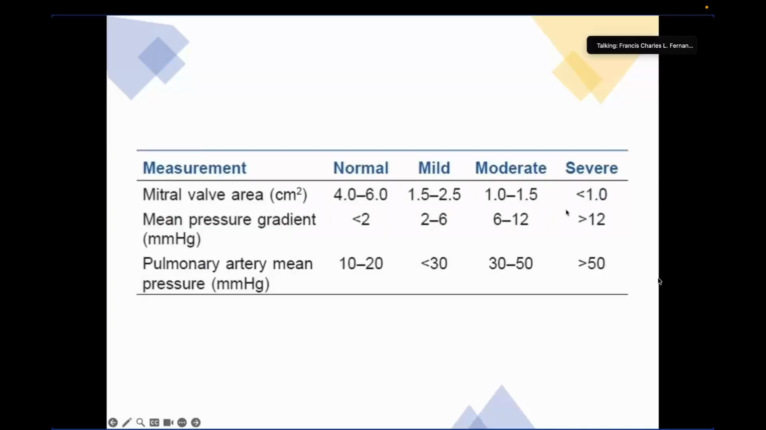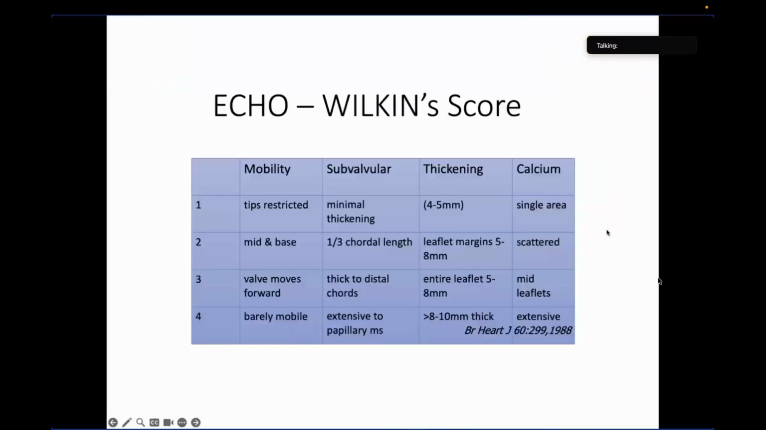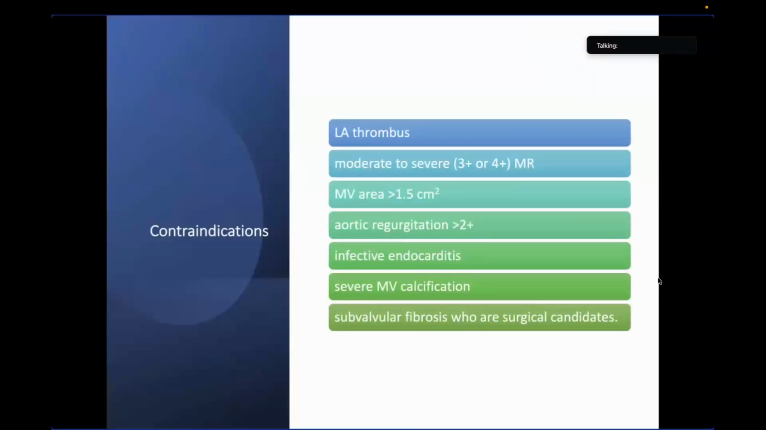So when we say gradient between the left atrium and the left ventricle, the pulmonary pressure starts to rise because of the pressure buildup inside the left atrium. So this is just an echo scoring system. So when you do a percutaneous transmitral commissurotomy approach, the contraindications would be if there's a thrombus in the left atrium that will cause stroke, or a moderate to severe mitral regurgitation.